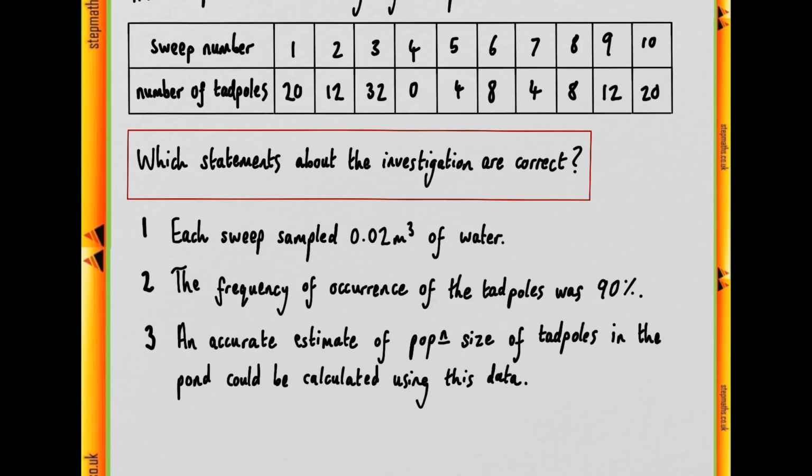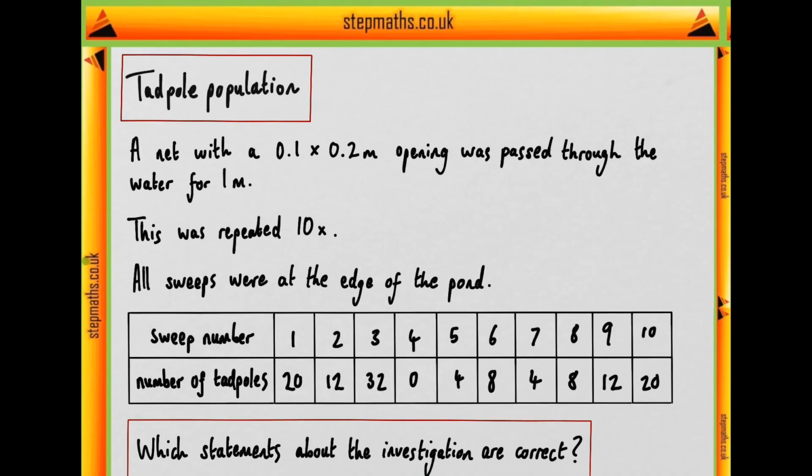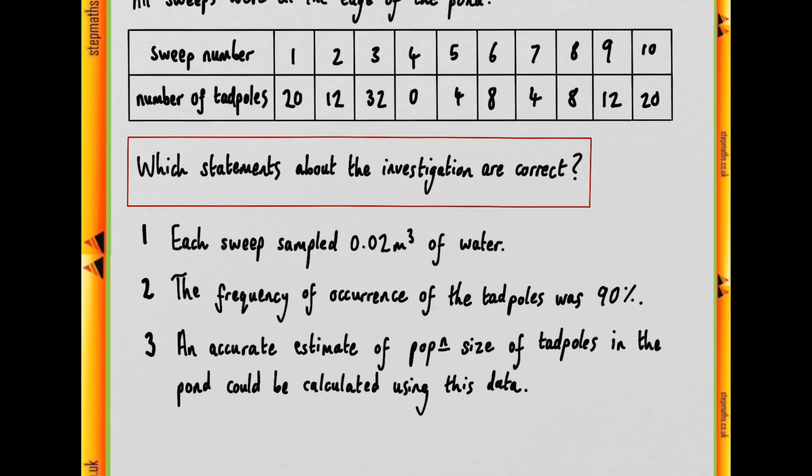So let's take a look at our statements. Firstly, each sweep sampled 0.02 meters cubed of water. So in order to find that out, we need to look at our opening, which is 0.1 by 0.2 meters, and multiply that by 1 meter, because we need a volume, and that will involve all sides of what essentially amounts to a cuboid. So we have 0.1 times 0.2 times 1, and that gives us 0.02 meters cubed. So we can say that this is correct.